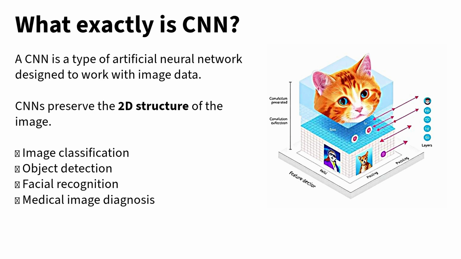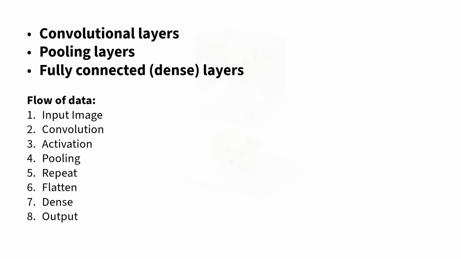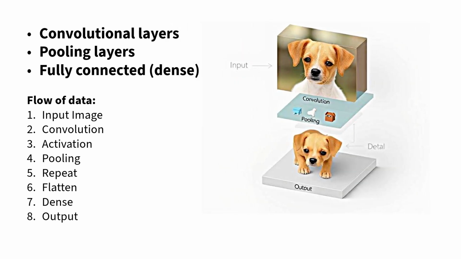CNNs are widely used in tasks like image classification, cat or dog, object detection, where is the traffic light, facial recognition, is it you? Medical image diagnosis. But what makes CNNs so powerful is what happens inside them. A typical CNN is made up of three types of layers: convolutional layers, pooling layers, and fully connected or dense layers. Each layer plays a unique role in feature extraction and prediction.